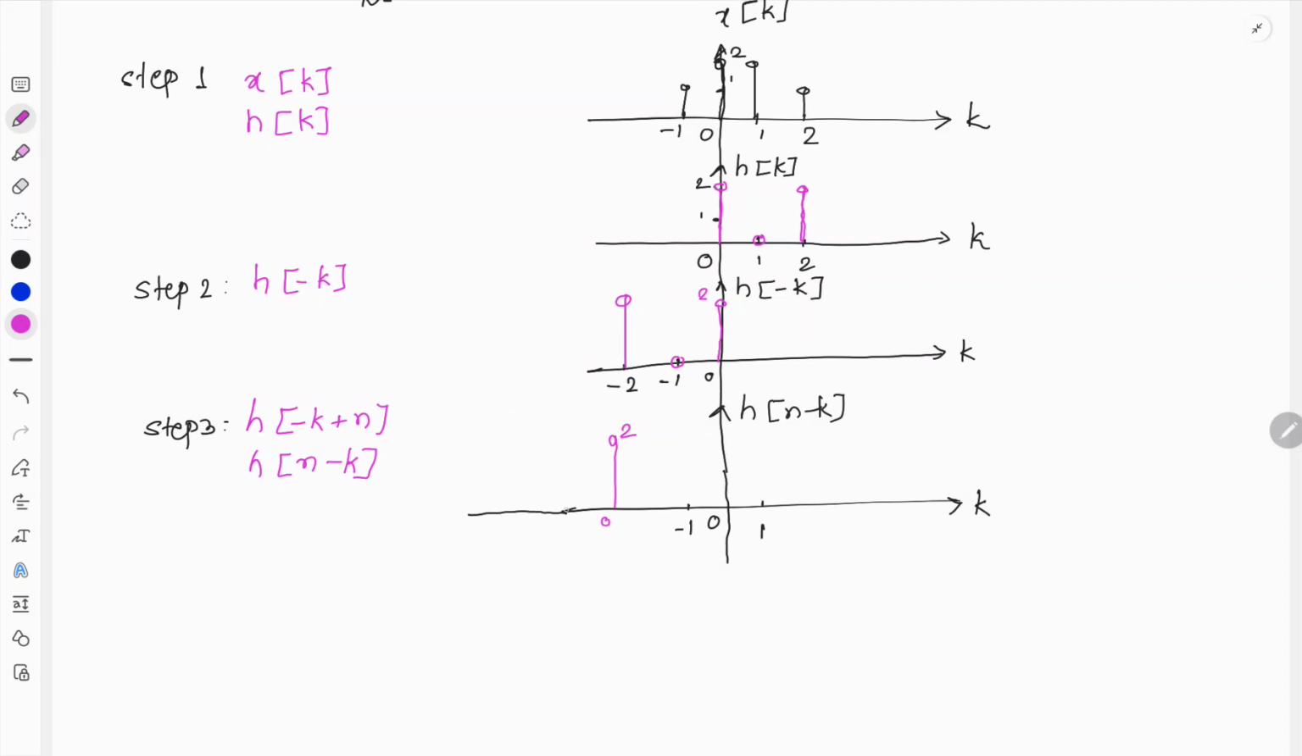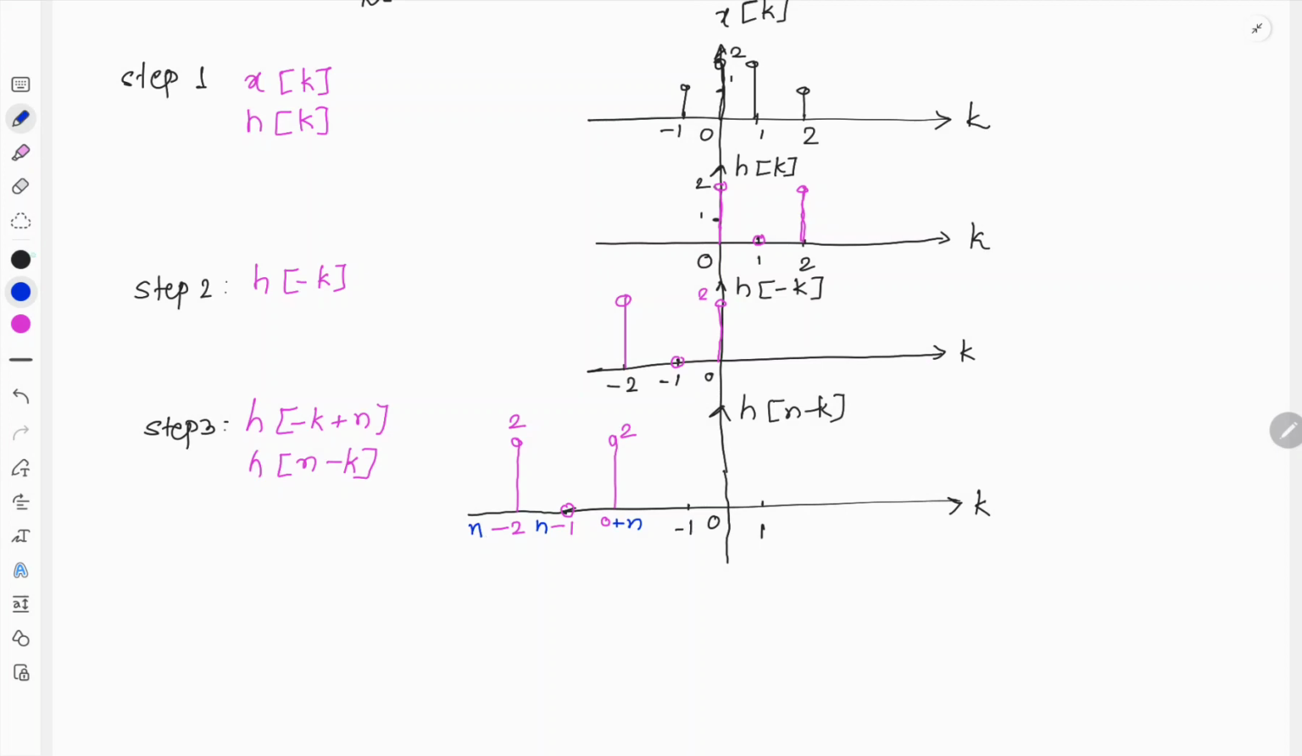Then we have amplitude 0. Then again we have amplitude equal to 2. So this initial amplitude was at 0, then it is -1, and then we have -2. So this h of minus k signal is shifted, and now it is added with plus n. So in every coordinate we have to add n. Here it becomes n minus 1, and here it becomes n minus 2.